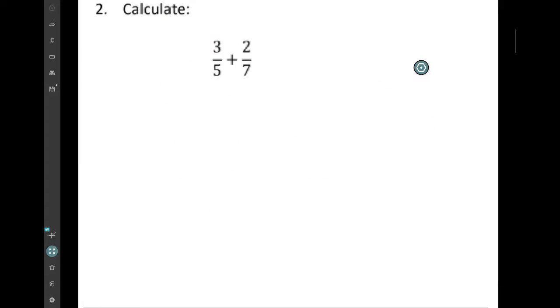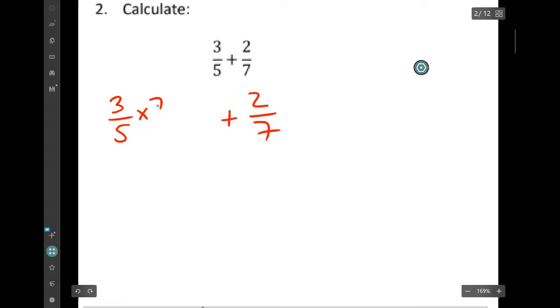Okay, question 2. Adding fractions, we need the same denominator. So for this, we're going to do 3 over 5 plus 2 over 7. Now, to get the same denominator, I'm going to have to multiply this by 7 over 7. And I'm going to have to multiply this by 5 over 5.